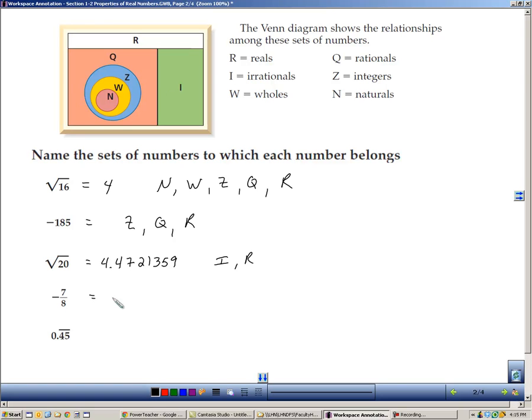This one, it's not natural because it's a fraction. It's not a whole, and it's not an integer because integers can't include fractions. But it is a rational number, and it is a real. The last one is a decimal, so it's not natural, not whole, not an integer. It repeats, so it's going to be rational and real.